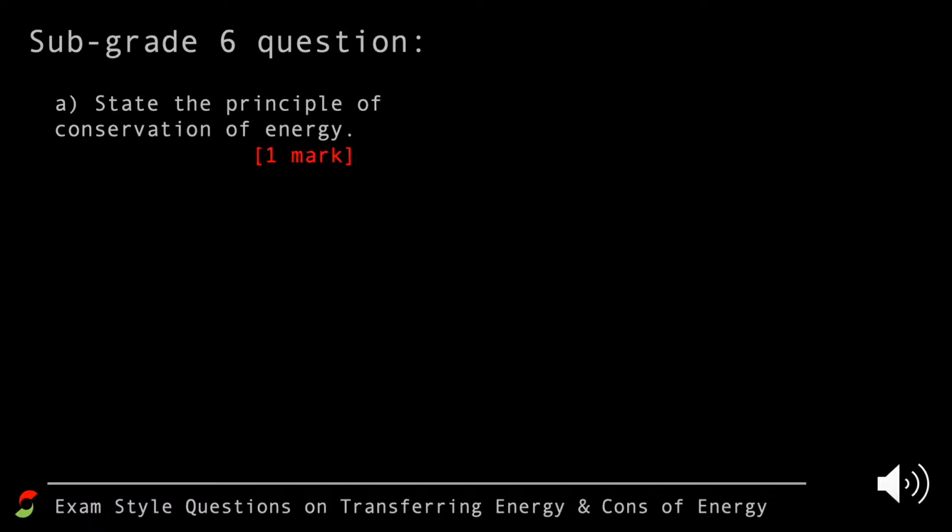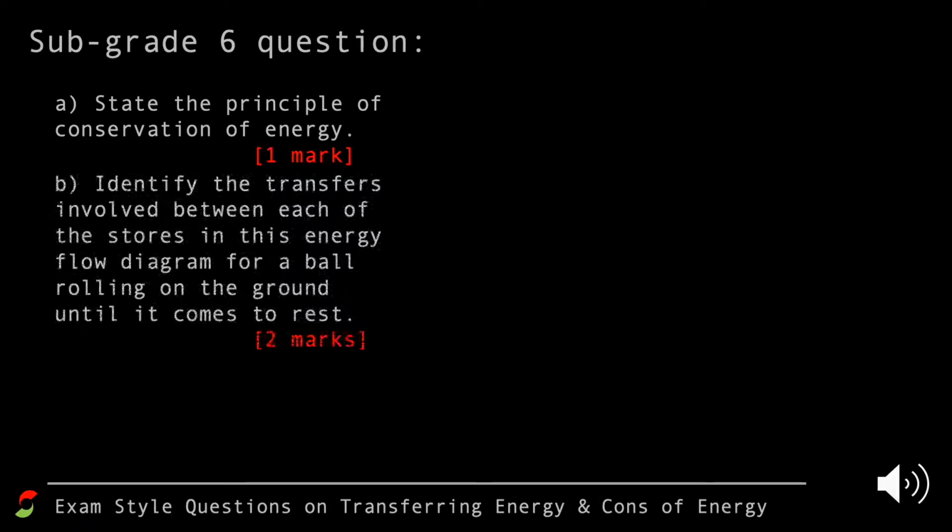So let's have a look at a grade 6 question or below, or easier. It starts off with a question asking what the principle of conservation of energy is, and there are different sections and more parts to it as well. The second part is to identify the transfers involved between each of the stores in the energy flow diagram for a ball that is rolling along the ground until it comes to rest, meaning that it stops completely.